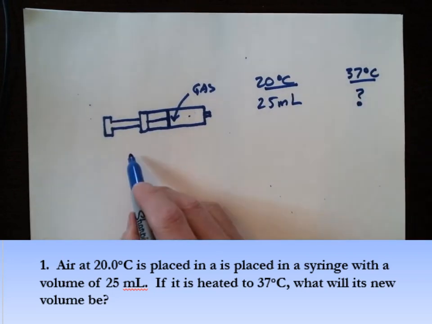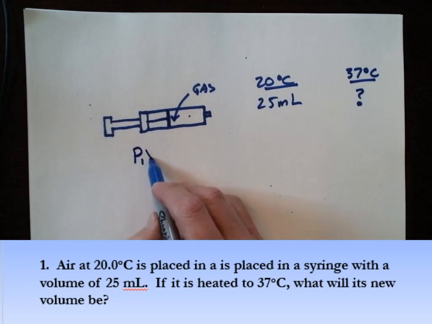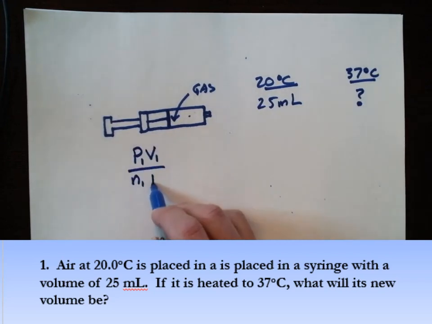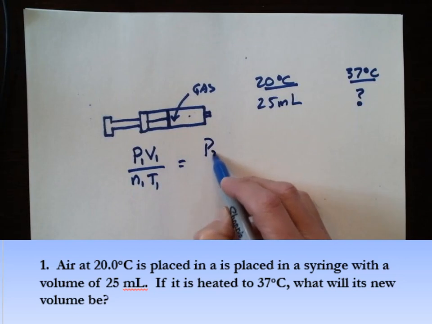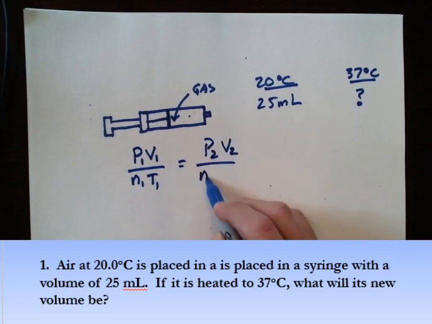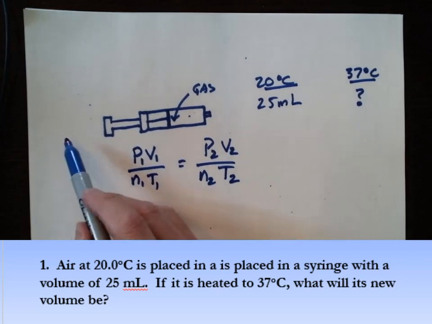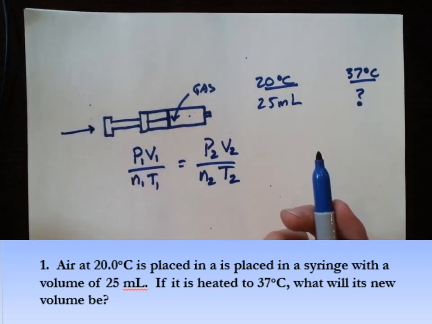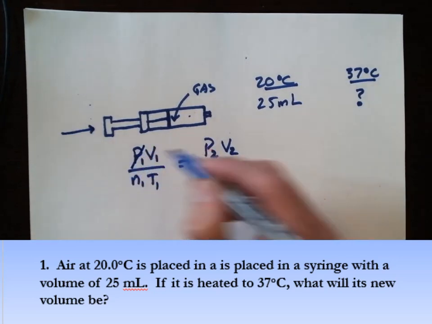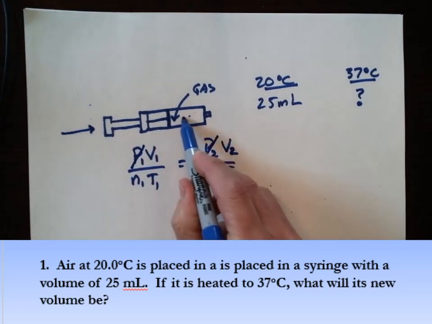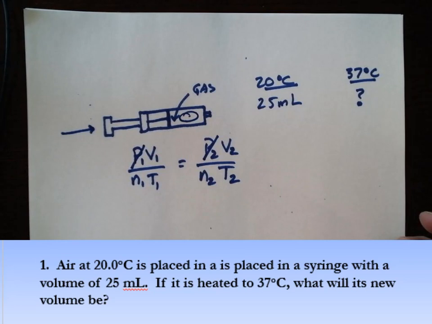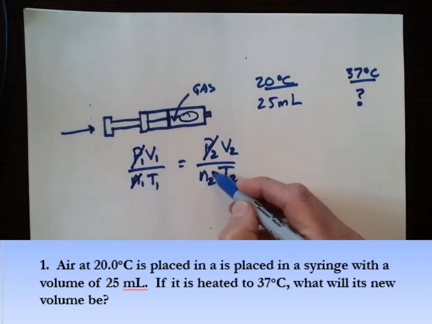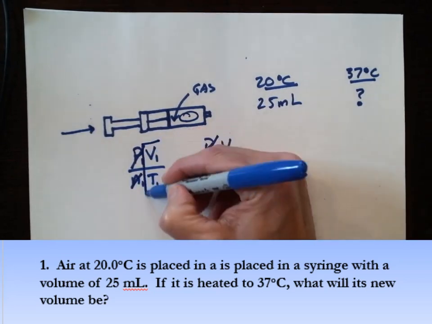Well, if we look at our equation, P1V1 over N1T1 is P2V2 over N2T2, we notice that the pressure on the syringe is always going to just be atmospheric pressure. That's not going to change, so our pressure is constant. We also know that the amount of gas isn't going to change as well. It's sealed, so your moles is going to be constant. So we're going to use this equation.